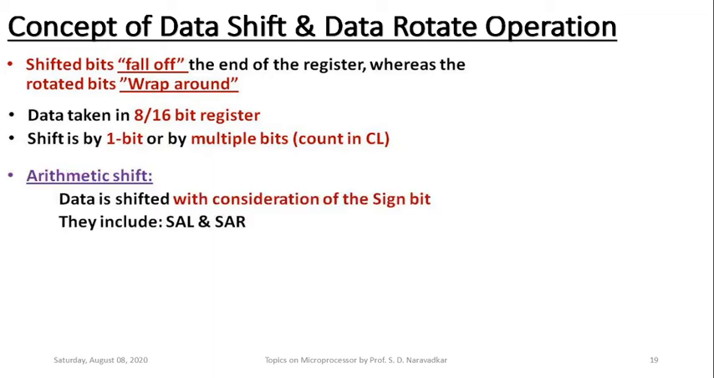Then the next concept which I want to explain is the arithmetic shift operation. Here in case of arithmetic shift, the given data, either 8-bit or 16-bit, is shifted with consideration of the sign bit. Whatever the data, 8 or 16 bits, its MSB is always the sign bit, and as far as possible that sign bit is maintained, copied, and then the shift operation is performed.